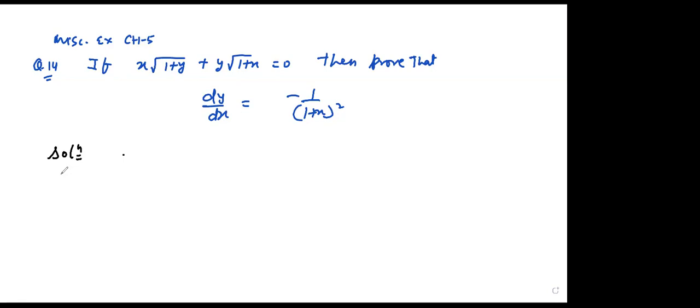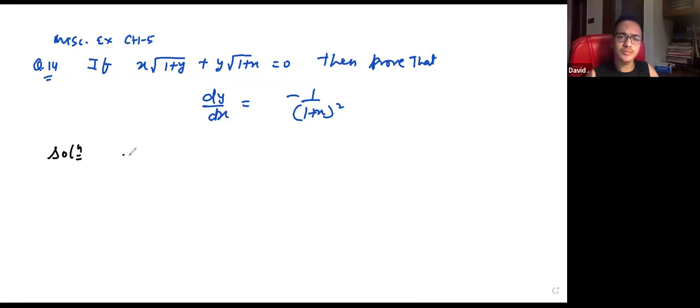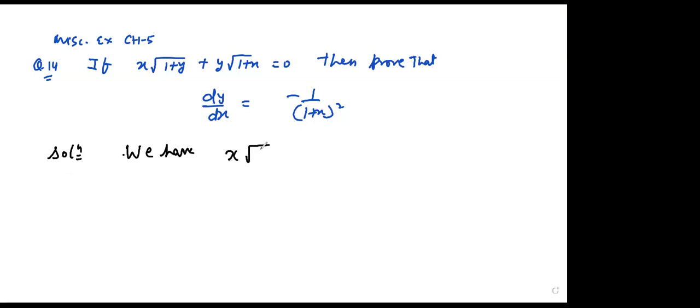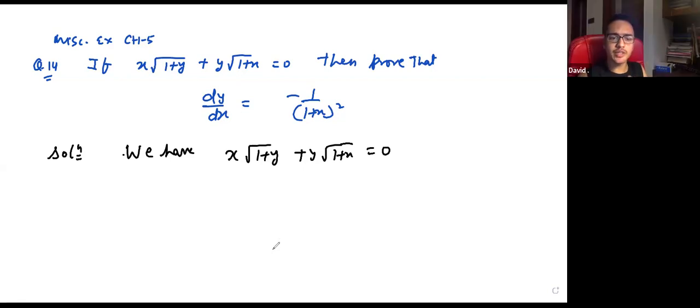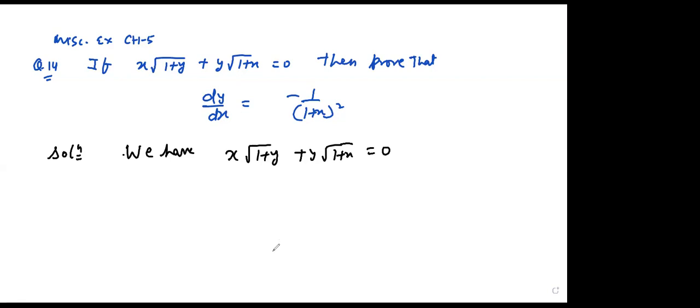What will be the first step that you will take? We have x root 1 plus y plus y root 1 plus x equals 0. So how will you find dy by dx? You can take the derivative of each term, x under root 1 plus y and y under root 1 plus x. If you directly differentiate it, you will never get the result. Why am I telling you that?